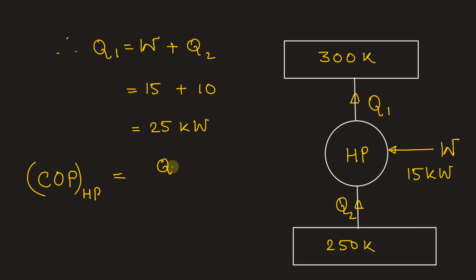Now the coefficient of performance, or COP, of a heat pump is defined as the ratio of heat rejected from the heat pump, so that is Q1 in this case, divided by the work absorbed by the heat pump. As we have already calculated Q1 and W is given in the problem, Q1 is 25 kilowatt and work done is 15 kilowatt. Okay, so this will be equal to 1.67. Now one thing to remember is that the COP of a heat pump, that is heat rejected divided by the work done, can be used in any type of heat pump.